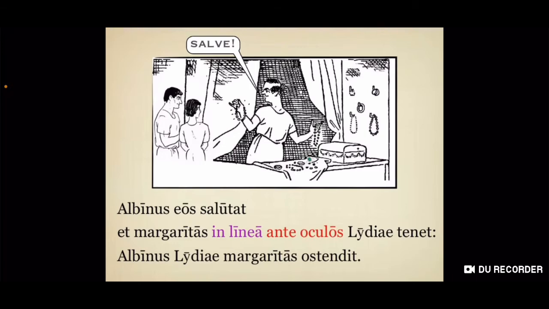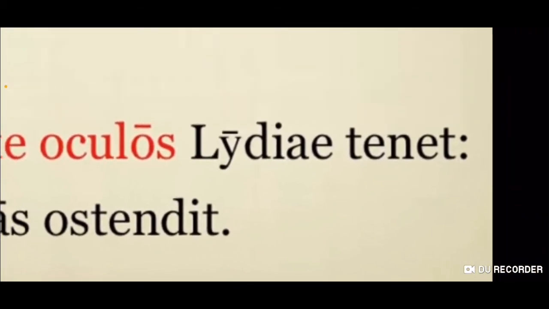Salve, says Albinus. Albinus eos salutat. Albinus salutes them, eos. Et margaritas in linea ante oculos Lydiae tenet. And holds up, tenet, holds pearls on a string in front of the eyes of Lydia.